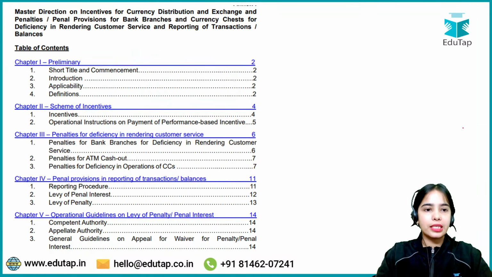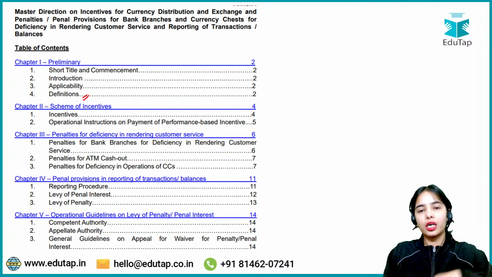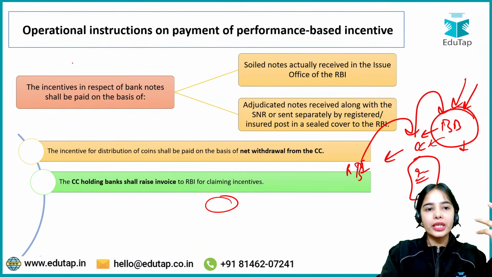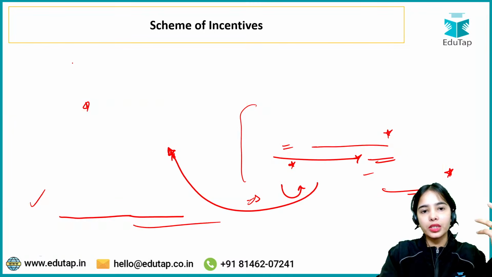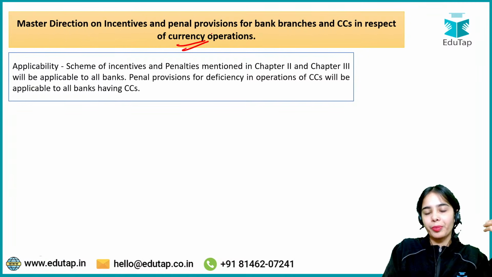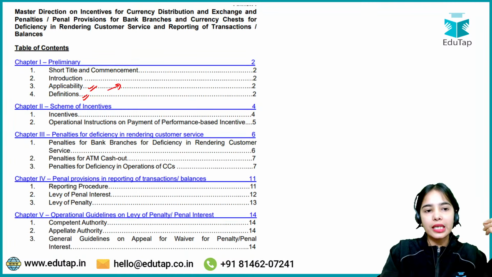Okay, so this is the idea. We have discussed the preliminary, the multiple definitions for soiled notes, currency chest, clean note policy. We have discussed the applicability, that is, to all the banks. We have discussed the short title. The short title is basically this: the Master Direction on Incentives and Penal Provisions for Bank Branches and Currency Chest in respect of Currency Operation. This is the short title of the master direction. Okay, so the first chapter is done.